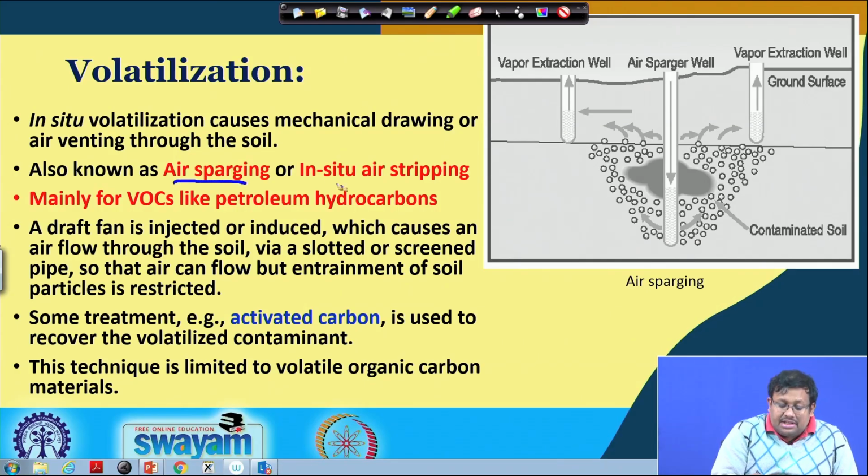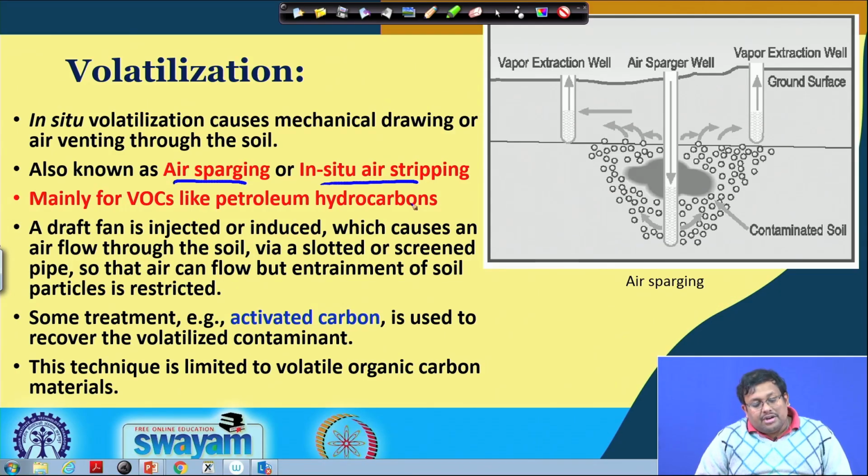Again, air sparging or in situ air stripping, and this technique is mainly useful for removing volatile organic compounds such as petroleum hydrocarbons. How does it operate? A draft fan is induced which causes an airflow through the soil via slotted or screened pipes, so that air can flow, but entrainment of soil particles is restricted. Some treatment like activated carbon is used to recover the volatilized contaminant, and the technique is limited to volatile organic contaminated materials.